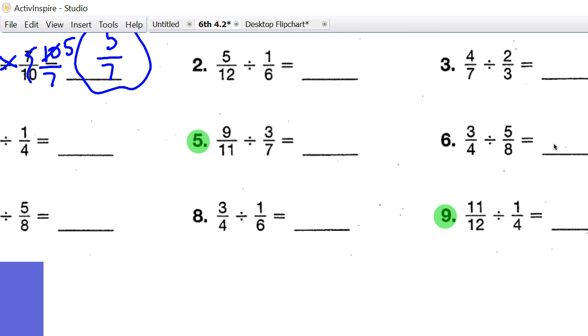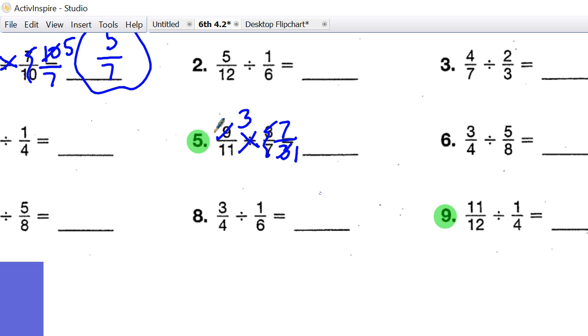Alright, let's skip ahead to number 5. The problem is 9/11 divided by 3/7. Once again, I'm going to multiply by the reciprocal of the second fraction. So I change it from division to multiplication, and then I change it from 3/7 to 7/3. Before I multiply, I check for things that simplify. 9 and 3 share a factor of 3. 3 goes into 9 3 times. 3 goes into itself 1 time.